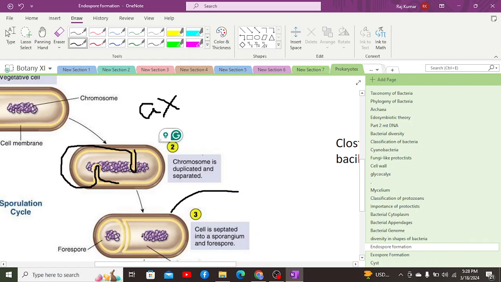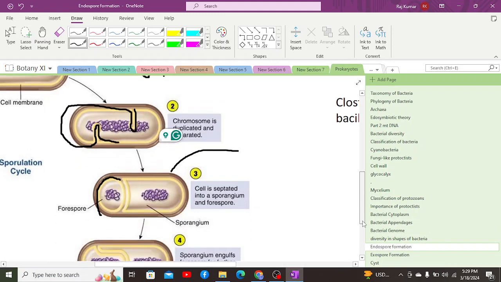One more thing: before the cycle of endospore formation occurs, the chromosome material is duplicated and separated. After that, we have the axial filament formation, after which septation of the cell occurs, due to which the cell is divided into two structures. The smaller structure is considered the forespore, and the larger one, which has more nuclear material, is considered the sporangium.